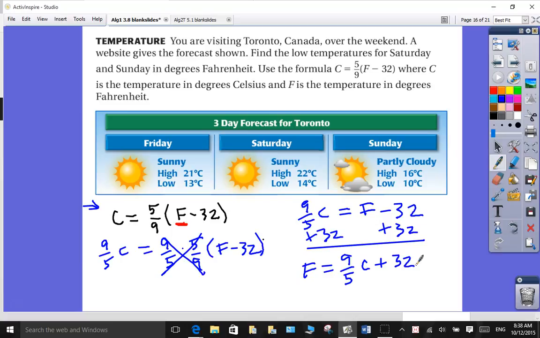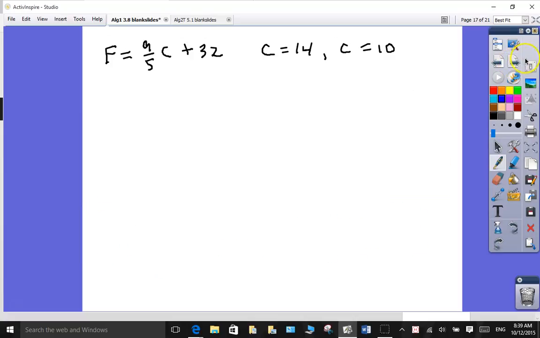So what's freezing on the Celsius scale? 0. So if you plug in 0, then 9/5 times 0 plus 32 is 32. And that's freezing on the Fahrenheit scale. What's boiling on the Celsius scale? 100. 9/5 times 100, the 5 goes into 100 20 times. 9 times 20 is 180. 180 plus 32, 212. There you go. So 212 is boiling on the Fahrenheit scale. So that formula works for us.